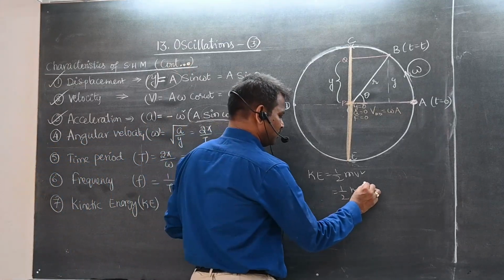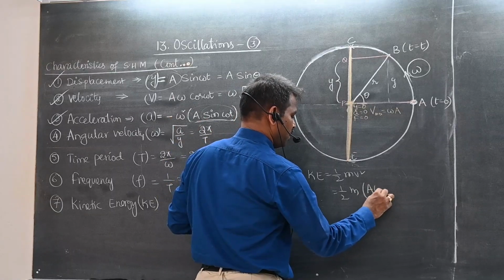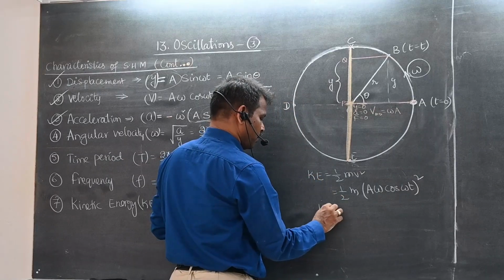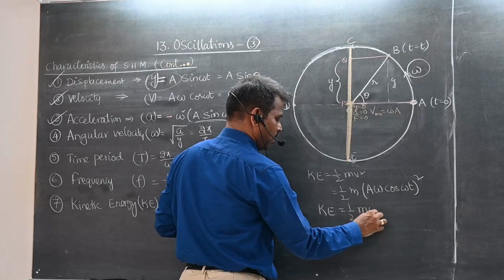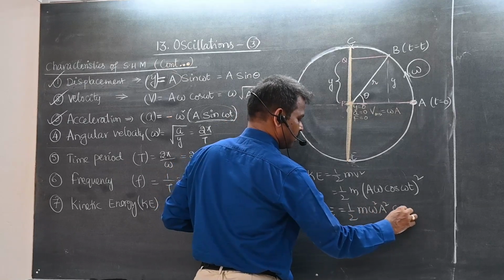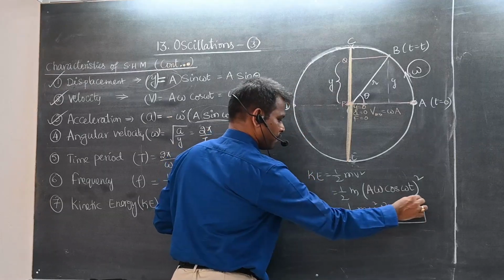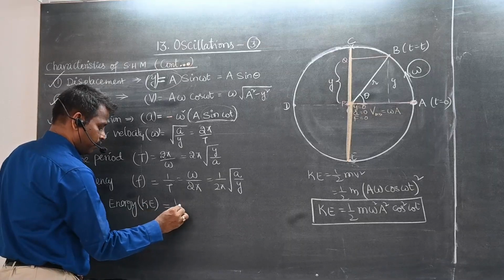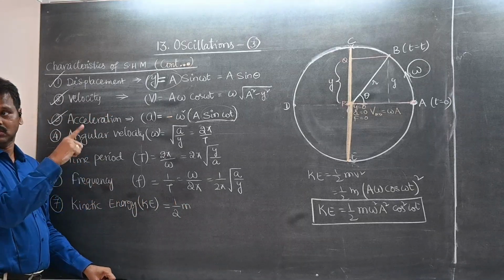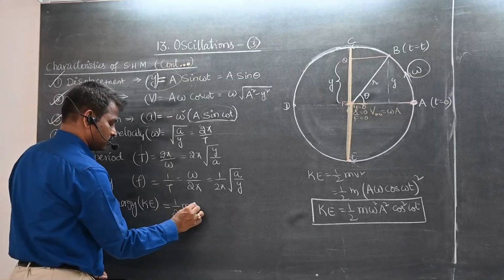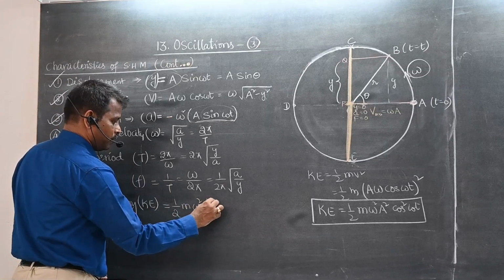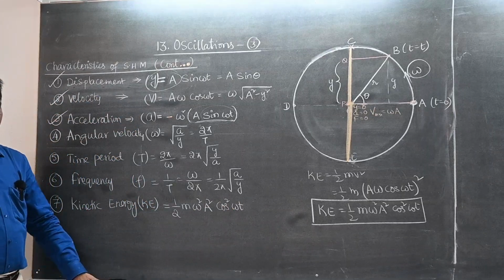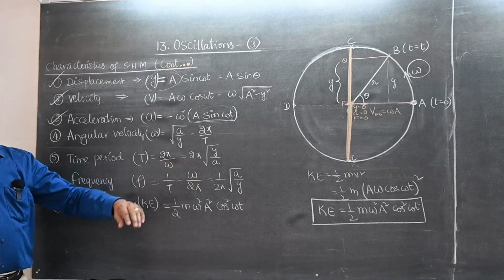So I am writing the velocity: A omega cos omega t, whole square. The kinetic energy of a particle executing SHM is given by half m omega square A square cos square omega t. So kinetic energy is half the mass of the particle executing SHM, into the angular velocity of SHM square, omega square, into the square of the amplitude, cos square omega t. This is the kinetic energy of a particle executing simple harmonic motion.